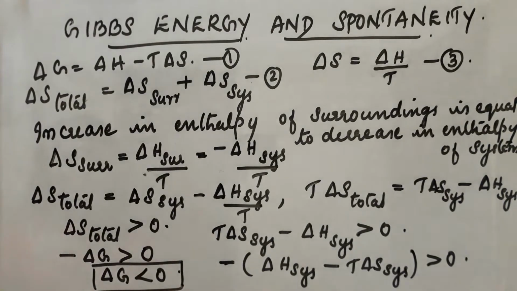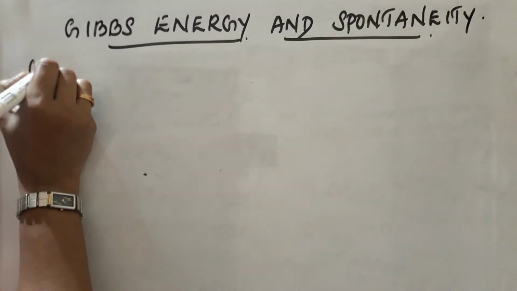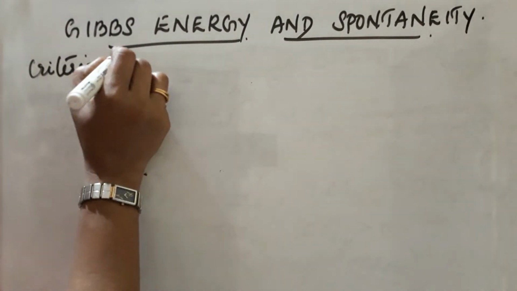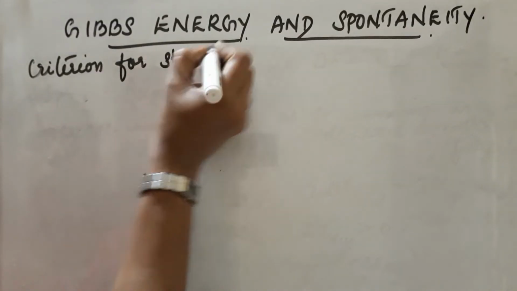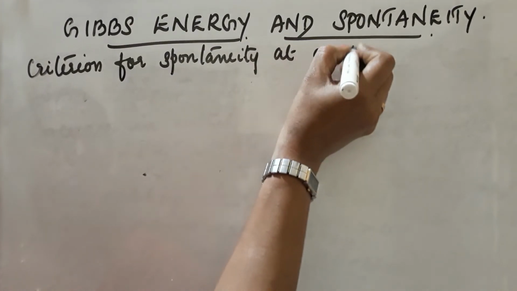So, change in Gibbs energy less than 0 is the case for spontaneity. Delta G must be less than 0, meaning negative, then that process is spontaneous. This is an important condition for spontaneity. Now, there is an important criterion for spontaneity at constant temperature and pressure. Let us discuss that.